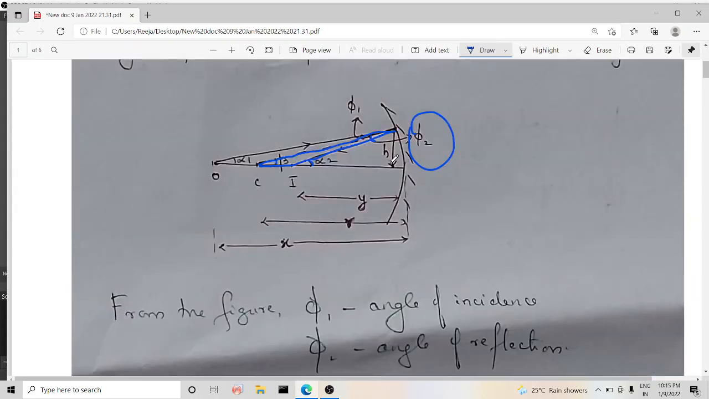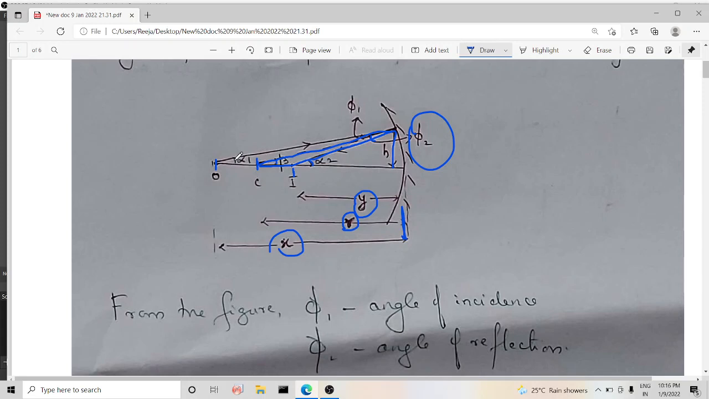Now h is the perpendicular distance between the principal axis and the point where the incident ray hits the mirror surface. Then the distance between the image and the mirror surface is given as y. The distance between the center of curvature and the mirror is represented as small r here, and the distance between the object and the mirror surface is represented as x. Now using this information, we represent alpha 1, beta and alpha 2.